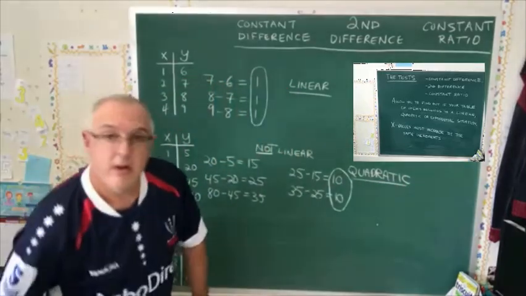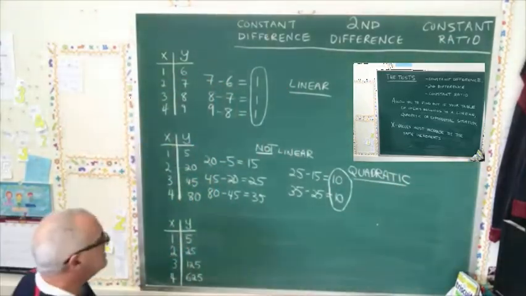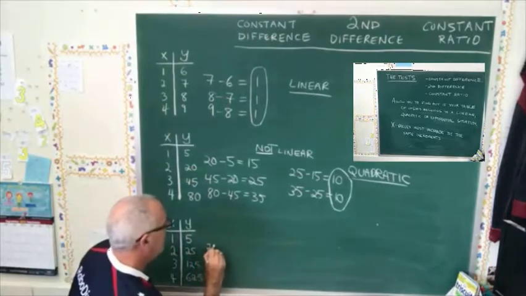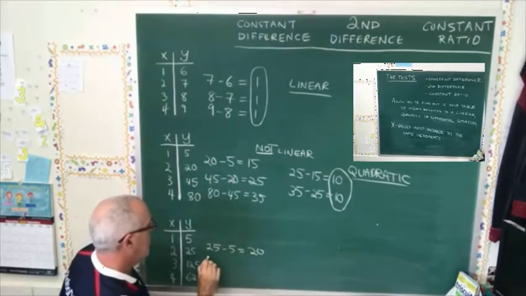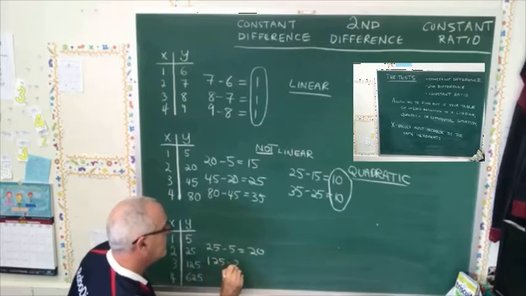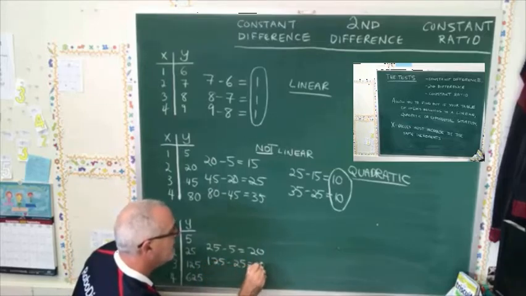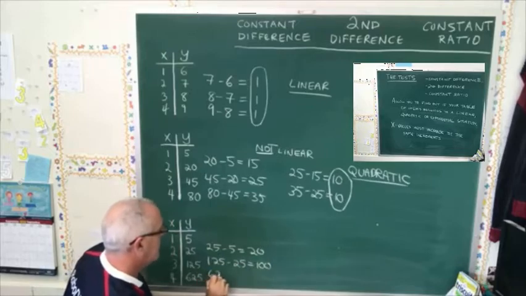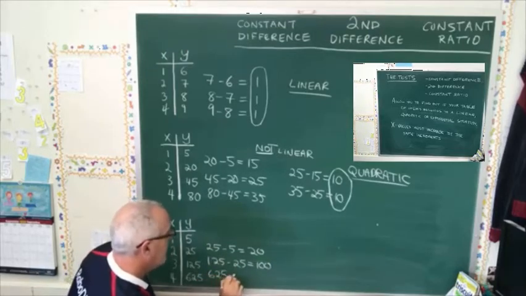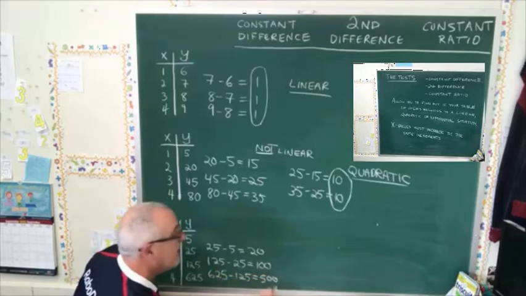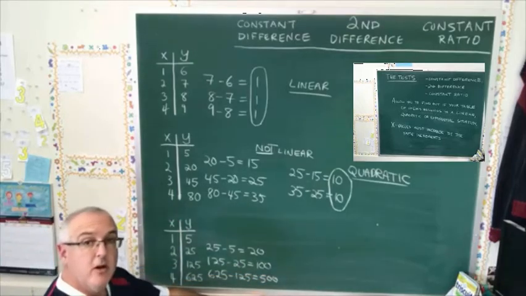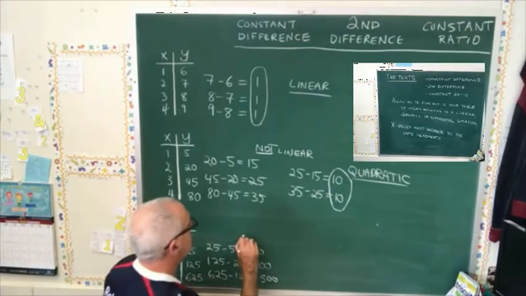Now we use the third table of values and we do the constant difference. 25 minus 5 equals 20. 125 minus 25 equals 100. 625 minus 125 equals 500. We are not getting the same constant difference, so it is not linear.